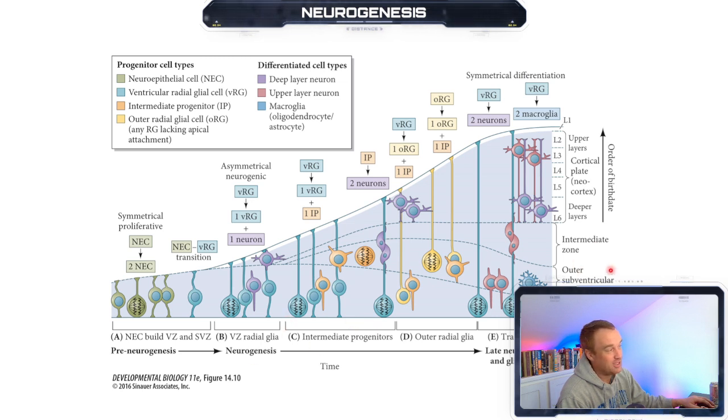neurogenesis we start to form the outer subventricular zone, the intermediate zone, and then we have the cortical plate neocortex, where we have deep layers and upper layers of that neocortex, etc. So as time progresses, we have increased differentiation and migration of these cells.